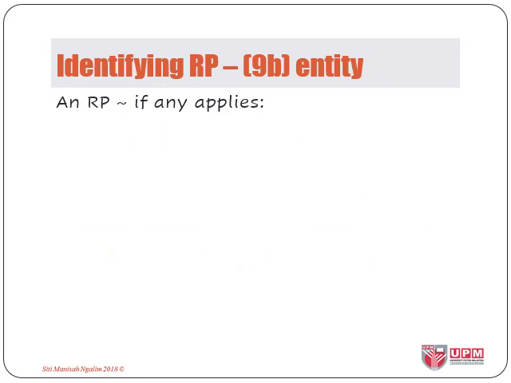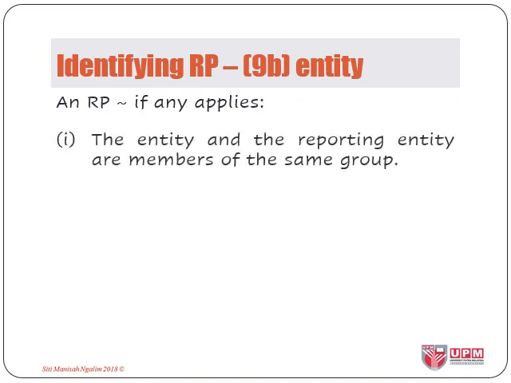Now let's discuss a related party that is itself an entity. An entity is a related party if any of the following conditions applies. First, the entity and the reporting entity are members of the same group, which means that each parent, subsidiary, and fellow subsidiary is related to the others.